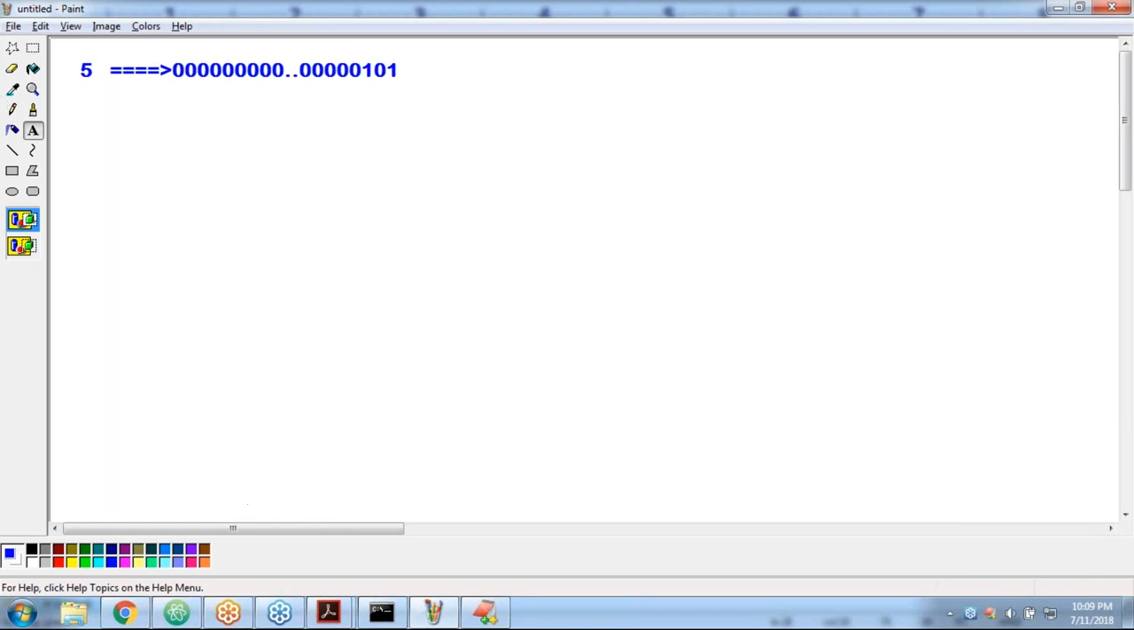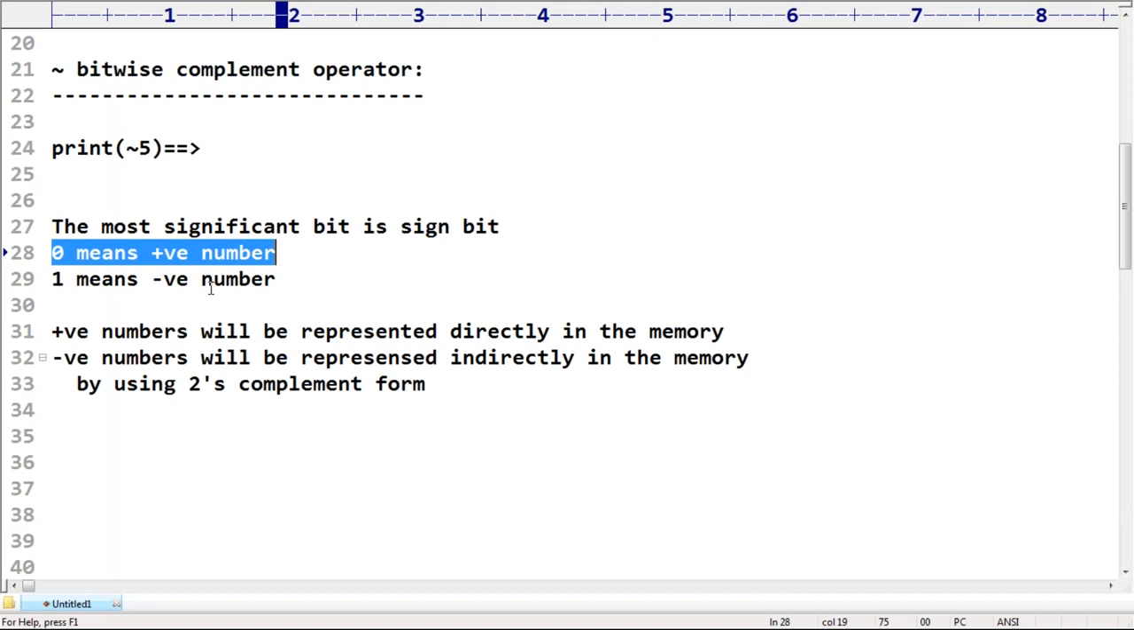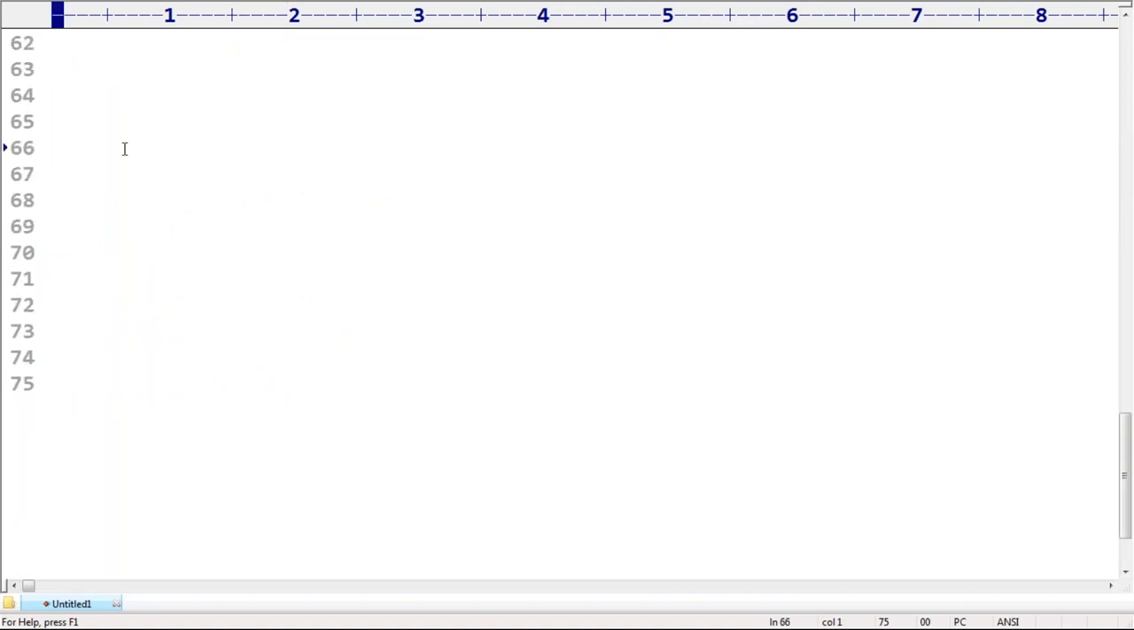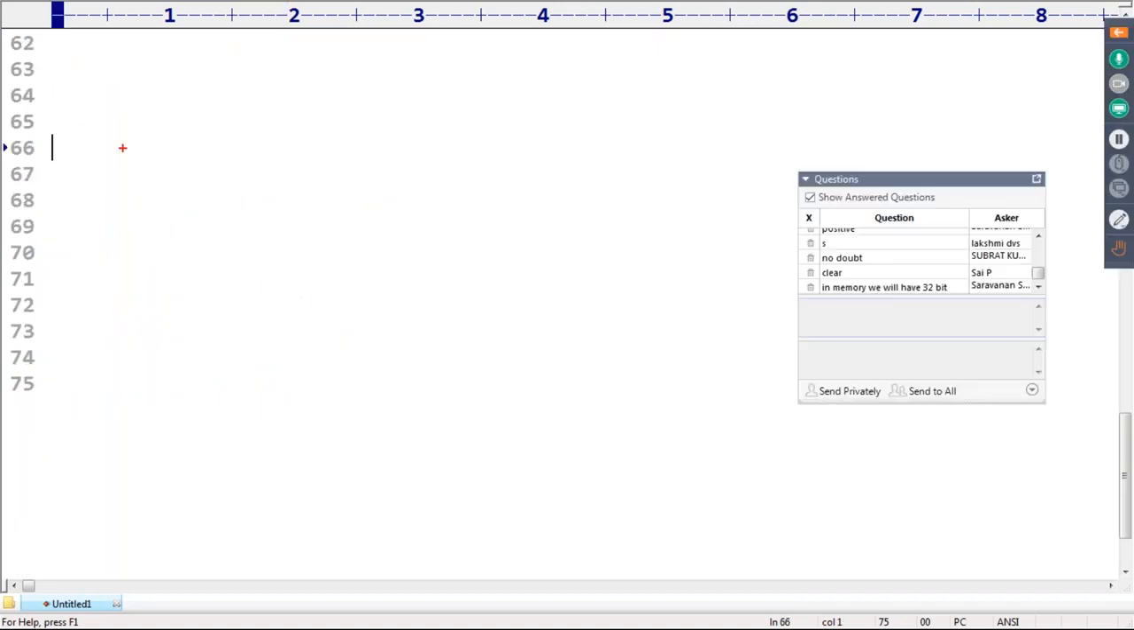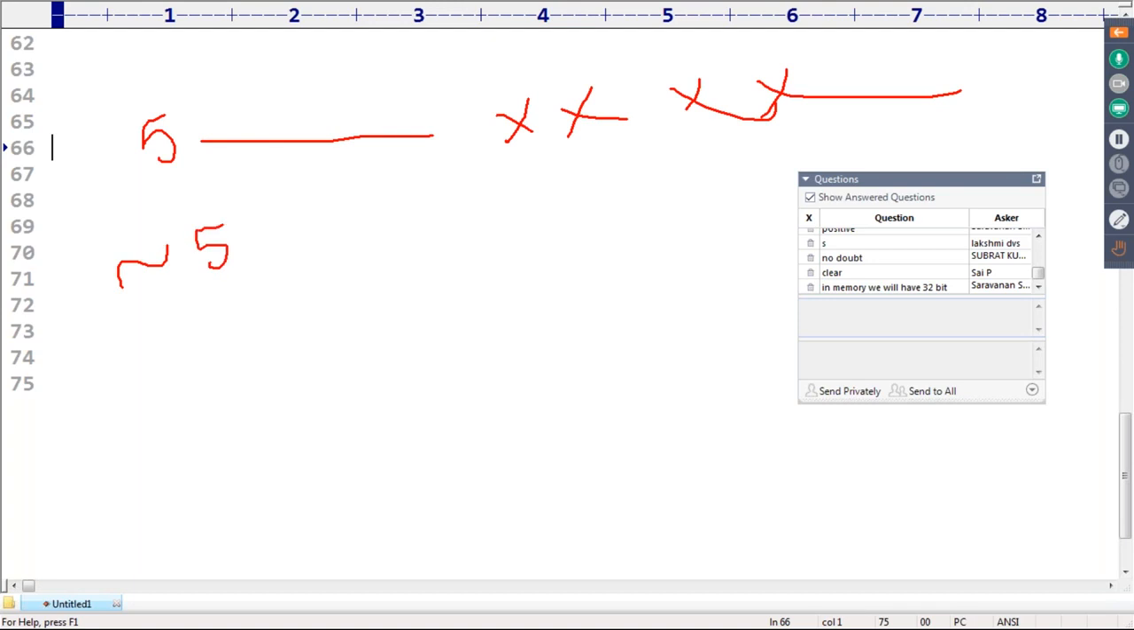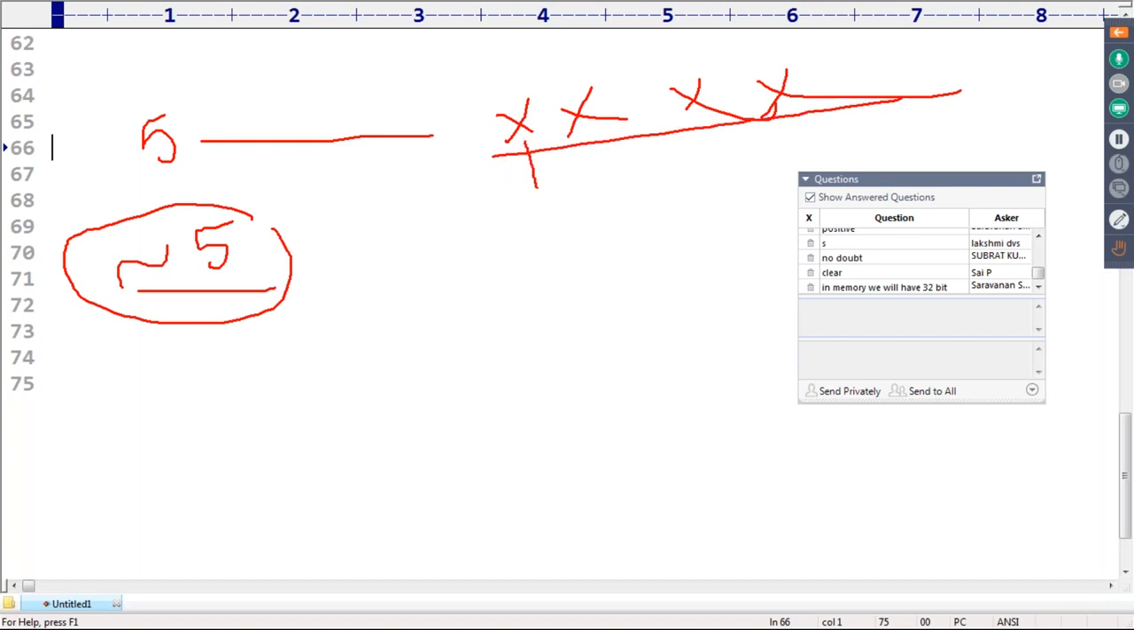Now assume I have 5 represented as some bits like this. Negation of 5 means the complement operation, I'm asking. You can get the complement very simply: interchange zeros and ones. If it is a 0, replace with 1. If it is a 1, replace with 0. Then we get the negation of 5.